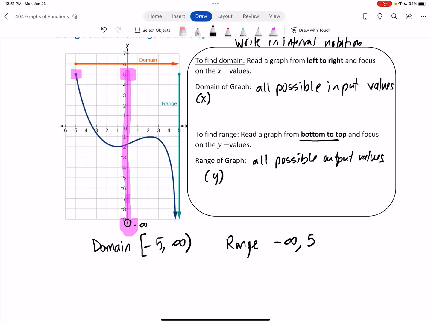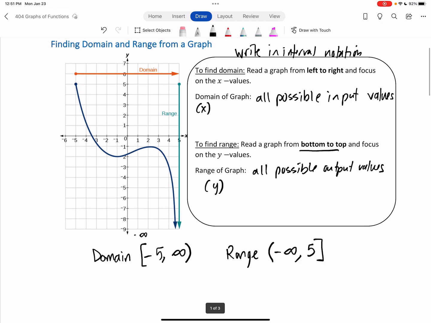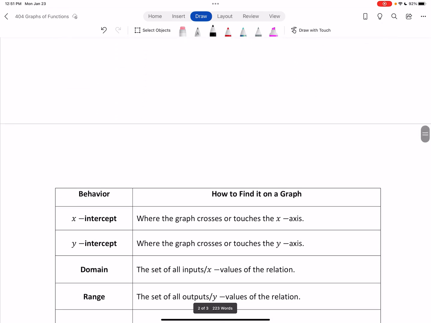And remember, infinities and negative infinities always get parentheses. This guy comes from this point right here, that 5, the y value of 5 comes from that point there. Because it's a filled in circle, it gets a bracket. So for this graph, the domain is the interval -5 to positive infinity, and the range is the interval -infinity to 5. Okay, so let's talk about lots and lots of properties of a graph.